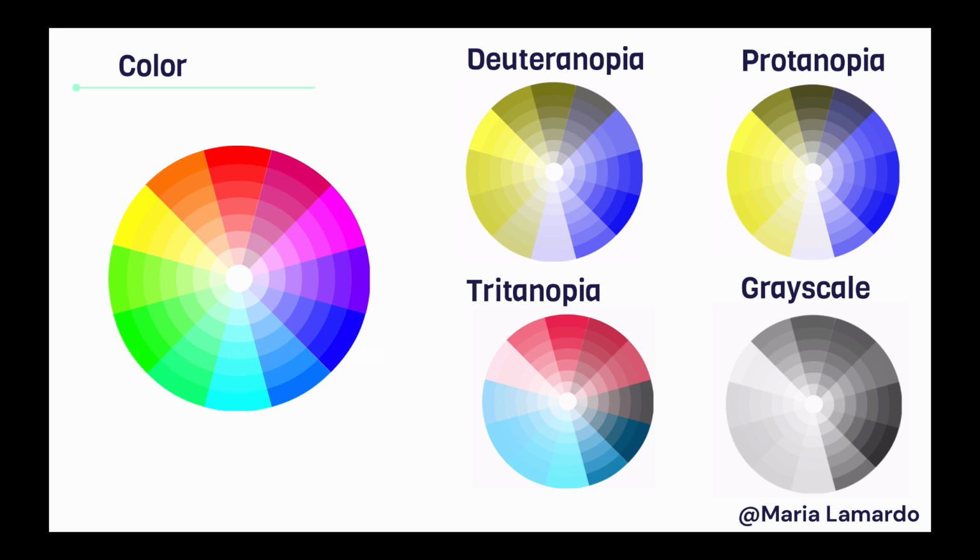Let's discuss this a little bit further. As I showed you before, different types of color blindness can drastically change the color. As you can see here, the color wheel to the left is what someone without a visual impairment would see. Then, on the right, are different types of color blindness and how they would perceive the same color wheel. This clearly shows the issues with relying on color alone.